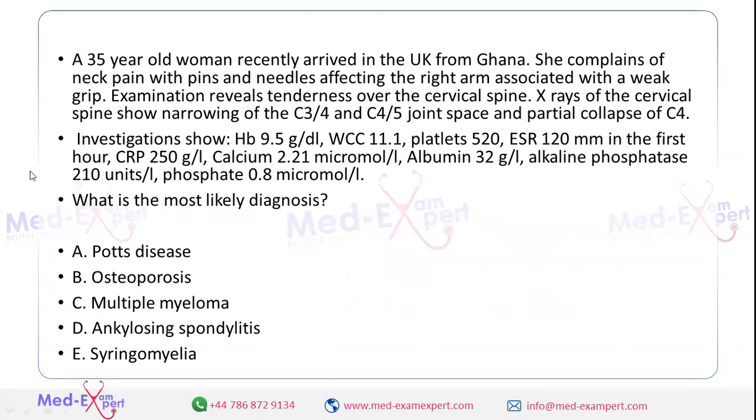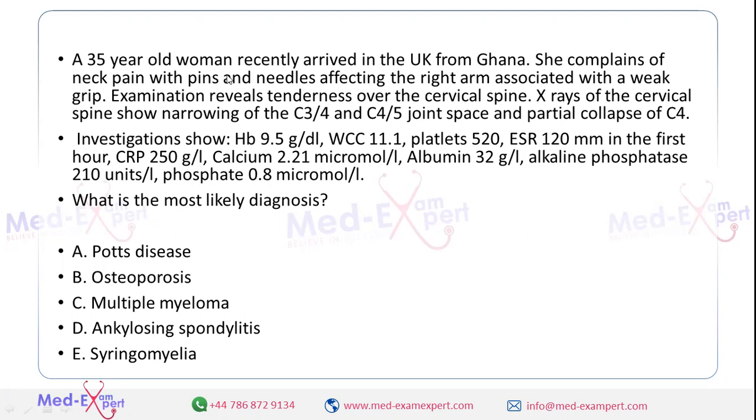So this is another question. See, this question is quite lengthy. If I'm a student giving the exam, I'll go to the answers first: Pott's disease, osteoporosis, multiple myeloma, ankylosing spondylitis, syringomyelia. That shows what they want me to diagnose. Then you read the question. When you read the question, your mind should focus on the diagnosis, not on any other aspect. Now back to the question. We know they're going to ask about diagnosis.